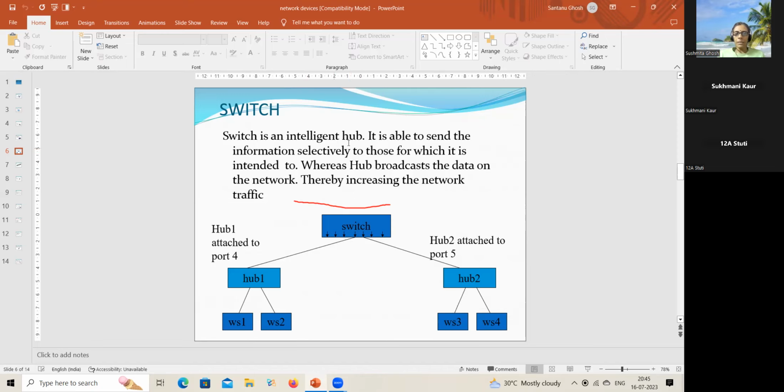So a switch is an intelligent hub. It is intelligent enough to take the data to the destined user, the intended node as we call it. जिसके लिए है, it'll directly go to that particular person. That is the advantage of my switch.